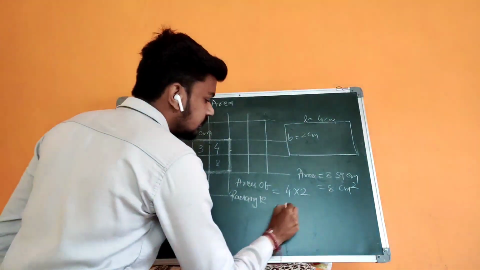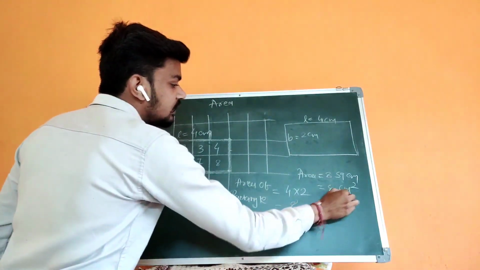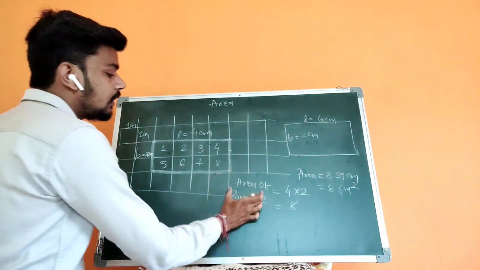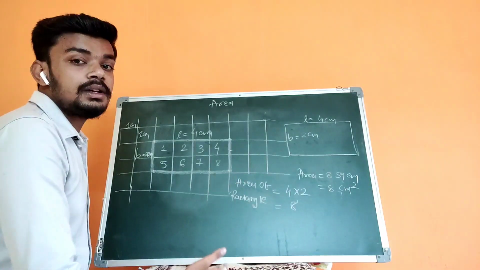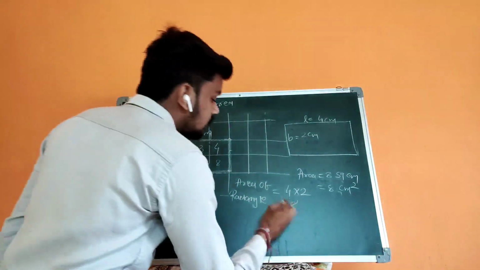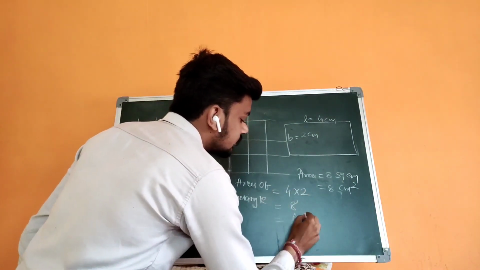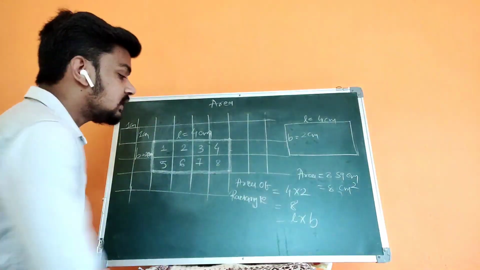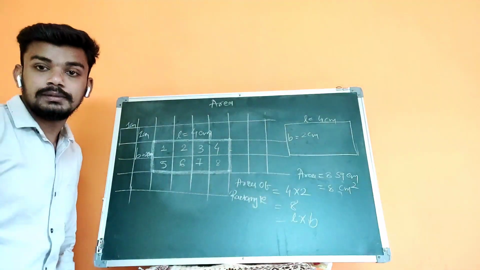What we get as the answer is 8, which is the same as the area of it. So that means the area of the rectangle is equal to the multiplication of the length and breadth of the rectangle. So that is equal to L multiplied by B. This is the area of the rectangle.